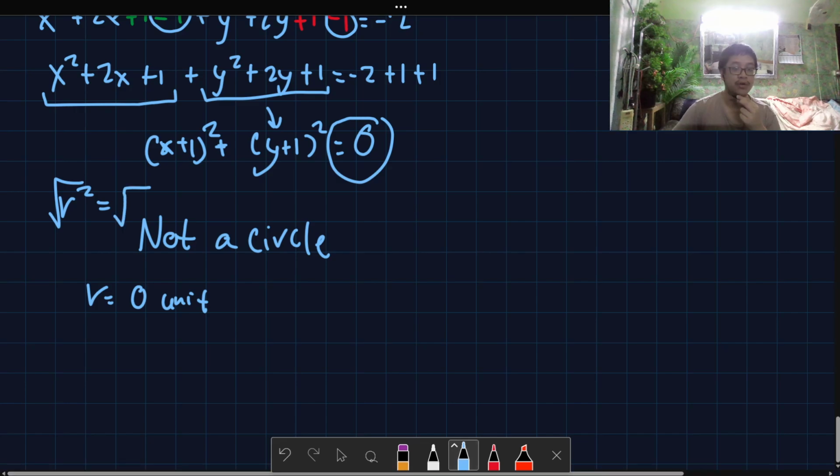Okay? So now let's just find the center. All we need to do is find the h and k. And what do we do to find the h and k? Just change their signs. For h, which is beside x, we have positive 1. Change the sign, negative 1. For the k, we have positive 1. Change the sign, negative 1. So this is the coordinates of your center.